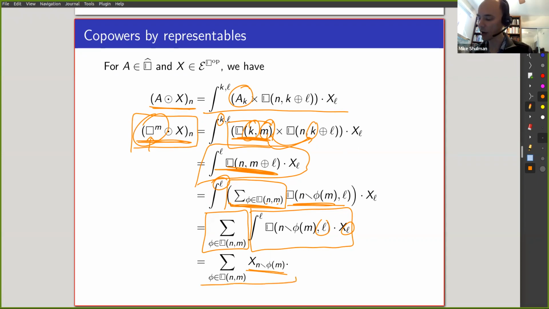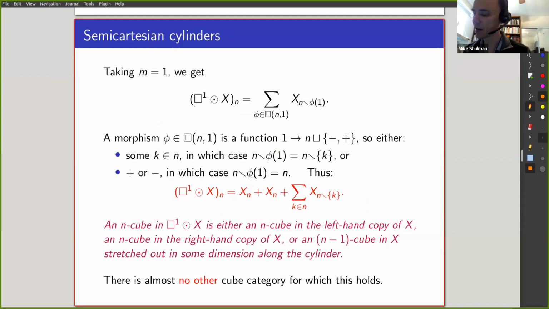It's actually just a coproduct of a bunch of copies of the k cubes in X, for different dimensions. And particularly interesting is the case of the cylinder. So this is the copower by the 1 cube. In that case, what we get is a coproduct over maps in the cube category from n to 1 of X of n minus the image of 1. Right, so what does it mean to have a map from n to 1 in the cube category? It is a function in the other direction from a 1-element set to n together with these 2 endpoints, plus and minus. So there are 2 possibilities.